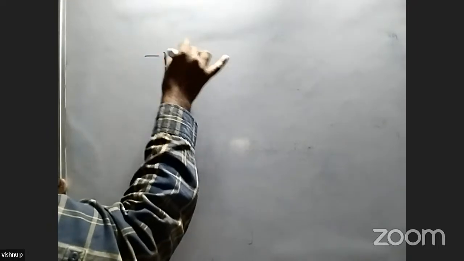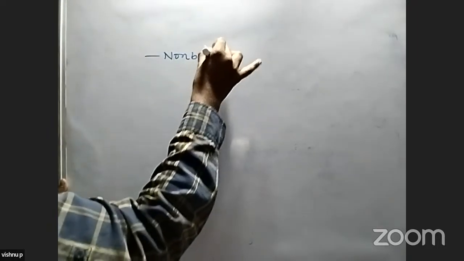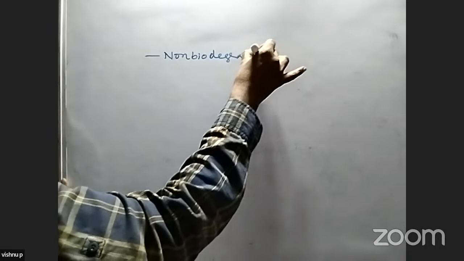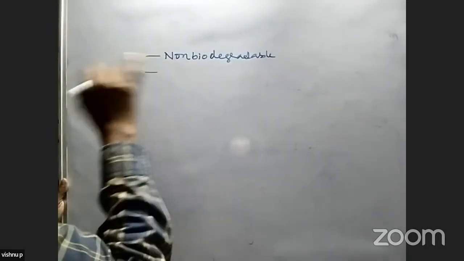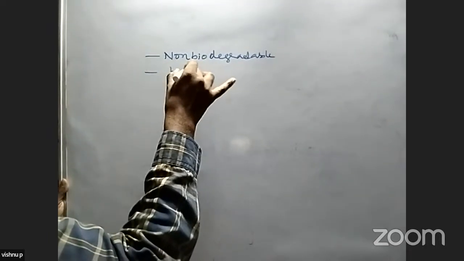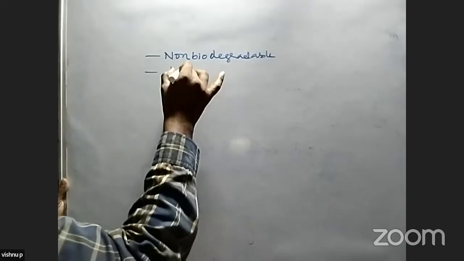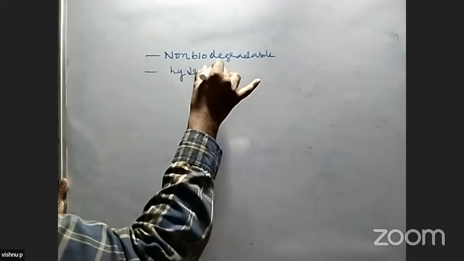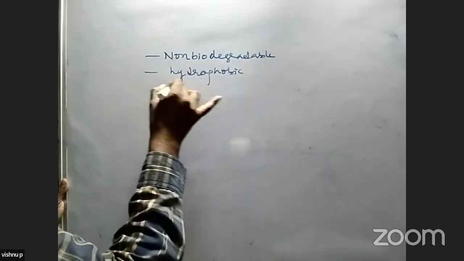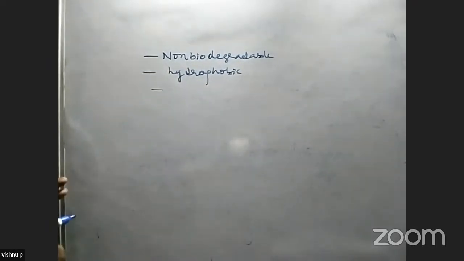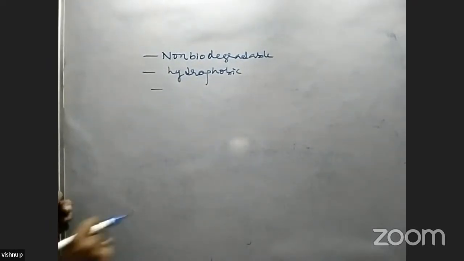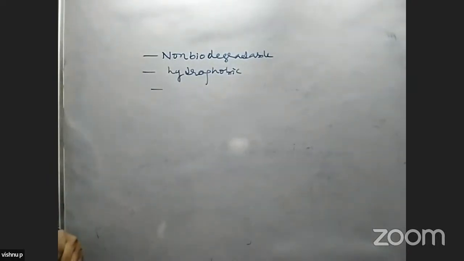So what is the nature of these synthetic polymers? Synthetic polymers are non-biodegradable in nature, and also hydrophobic. All synthetic polymers repel water molecules, are hydrophobic in nature, and resist fire also. So these are important uses. But one property is that it is non-biodegradable. It is not decomposed in nature.